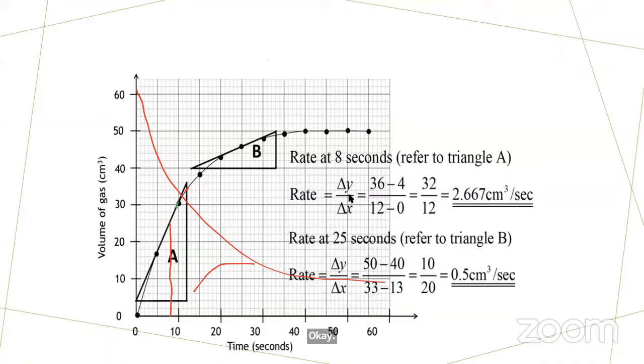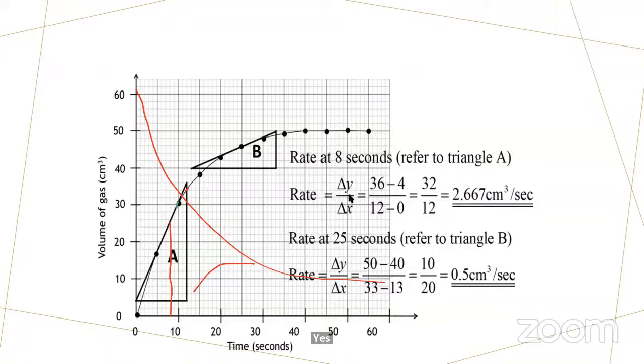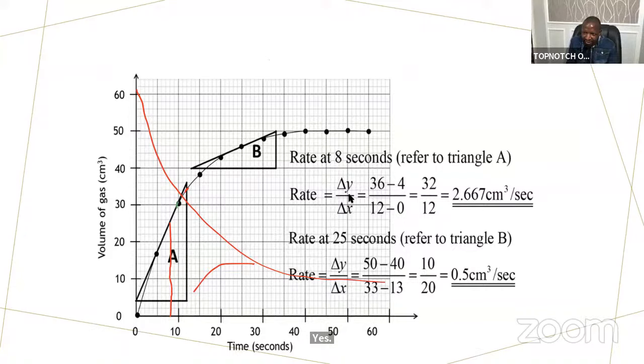Let me repeat again. At 25 seconds, some of the reactants have been converted to products. Clear? Therefore, there are fewer effective collisions. And therefore, I'm saying there are fewer reacting particles leading to fewer effective collisions.